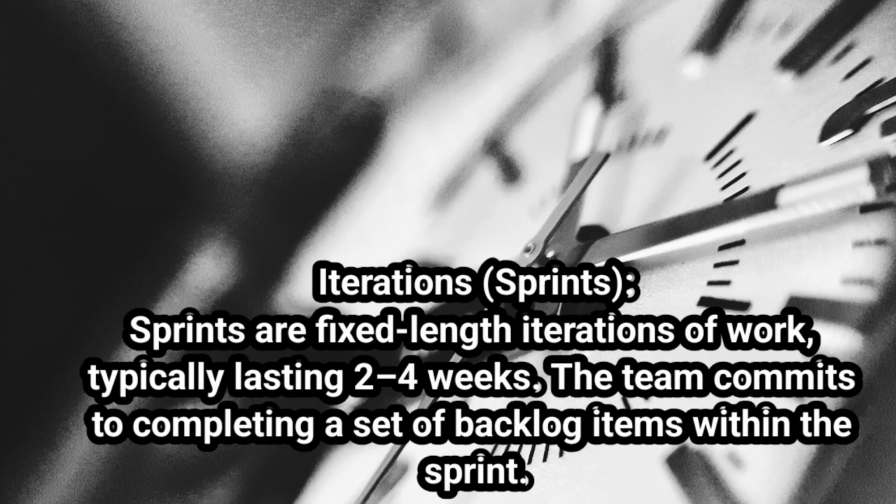Now let's talk about some of the time boxes. Scrum events are time boxed. That way a task or cycle has a predefined limitation. This helps keep teams focused on the task at hand. Iterations or sprints: sprints are fixed-length iterations of work, typically lasting between 2 to 4 weeks. The team commits to completing a set of backlog items within the sprint.